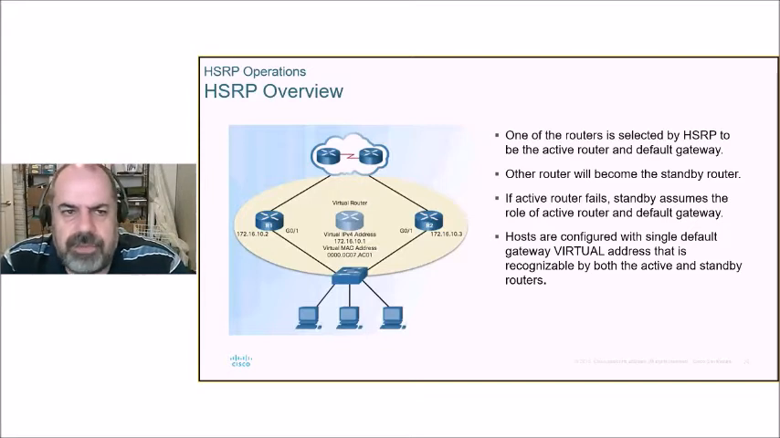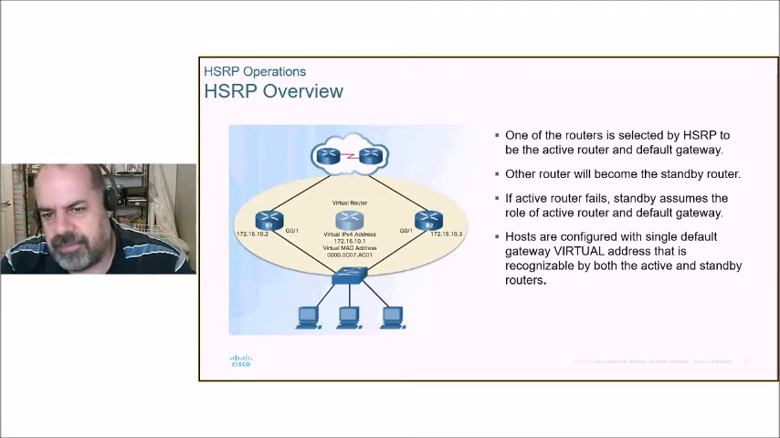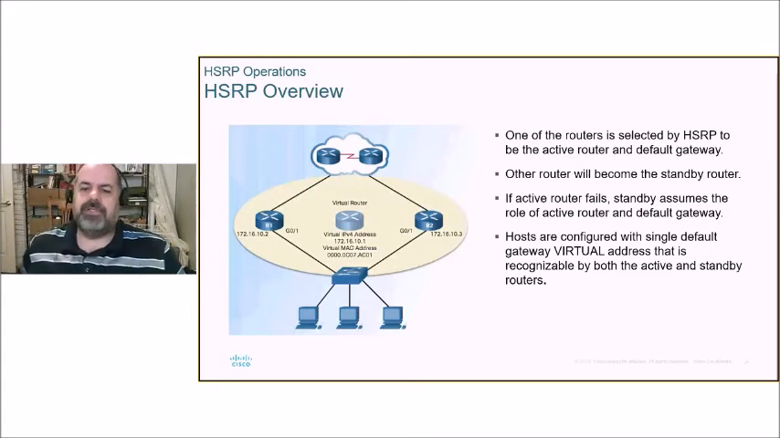So an overview of HSRP: one of the routers is selected by HSRP to be the active router and default gateway. The other router will become the standby router. If the active router fails, the standby assumes the role of the active router and default gateway. Hosts are configured with a single default gateway virtual address that is recognizable by both the active and standby routers.